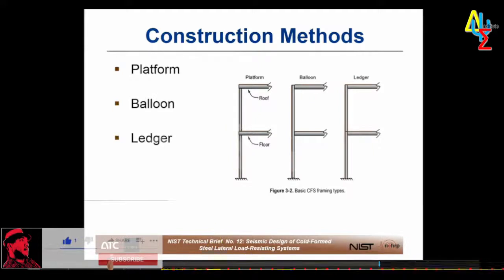Common methods include platform framing, where floor and roof assemblies are stacked on wall assemblies. There's also balloon framing, where walls bypass continuously floors and roofs. So you might have, say, a 2-story building, but the studs are just one individual stud, maybe 20, 25 feet tall, for example. And then there's ledger framing, which is almost a hybrid of the two, where the floor and roof framing is supported from a ledger on the side of the wall. Those ledger members are normally tracks, and they just attach to the inside face of the studs, but the studs only span one floor at a time.